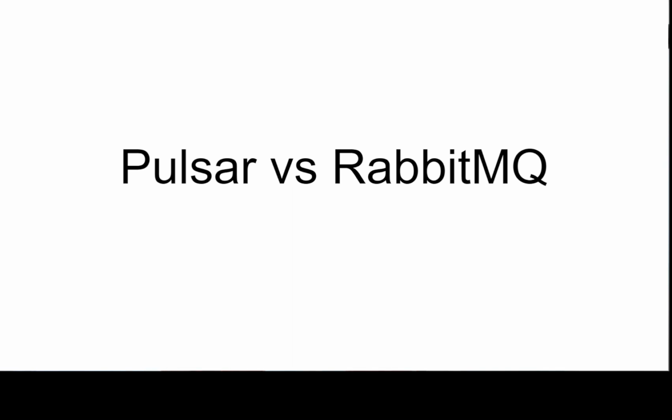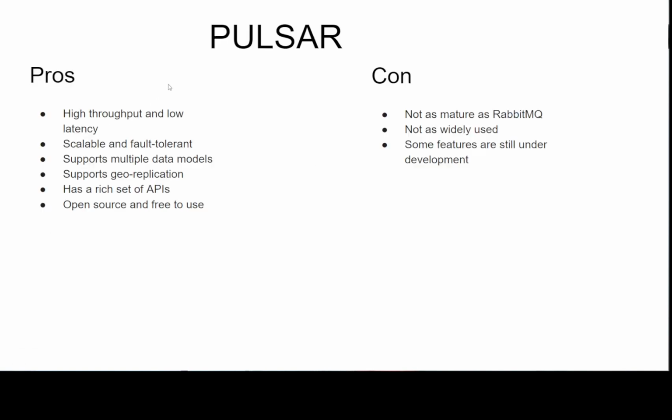Now, with Pulsar itself versus, let's say, RabbitMQ, there are some pros and cons, of course. I'm going to give you the pros with Pulsar first. It's high throughput, and it's got low latency, of course. Scalable and fault tolerant. It supports multiple data models, as we mentioned, definitely supports geo-replication, and has a rich set of APIs. Some of this I've already mentioned in my prior video about Pulsar, and of course, it's open source. One of the cons is it's not as mature as RabbitMQ, and it's not as widely used as, let's say, Kafka or even Redpanda for that matter. Redpanda, sorry. And some of the features are still under development.